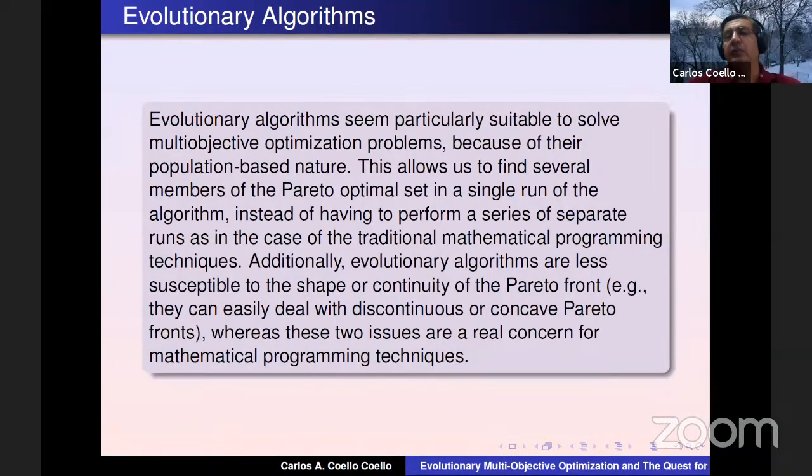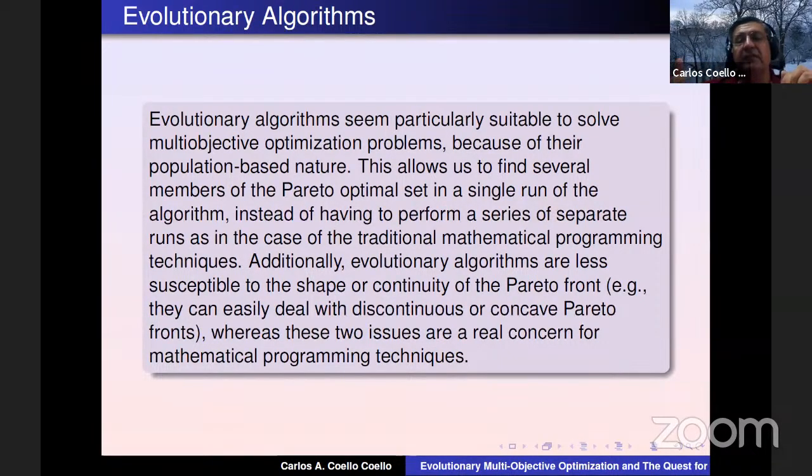Now, how are evolutionary algorithms modified to deal with multi-objective optimization problems? First, before getting to that, there are two main changes we have to introduce. But why are they suitable? They are suitable for also two main reasons. One is that evolutionary algorithms operate on a set of solutions, not a single solution at a time. So this means that if we properly manipulate the population, we should be able to generate several elements of the Pareto optimal set in a single execution of the algorithm. So this is an important advantage.